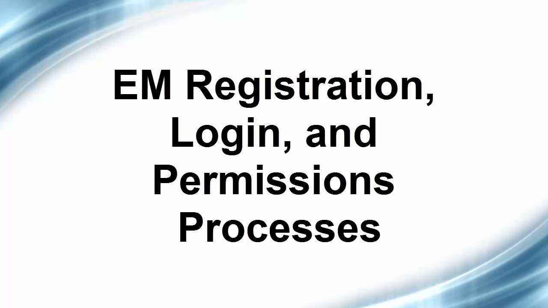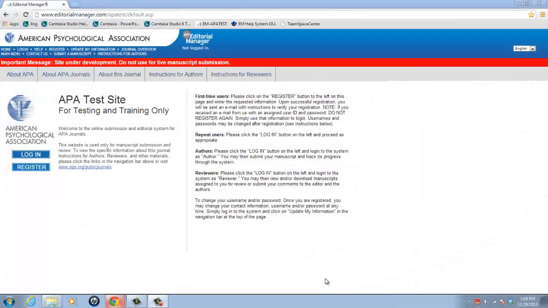In this video, we will be discussing the registration, login, and permissions processes. Let's get started. The first thing to know about the Editorial Manager or EM system is that all users must be registered with the system, i.e. have a username and password on file in order to get in and do their work.